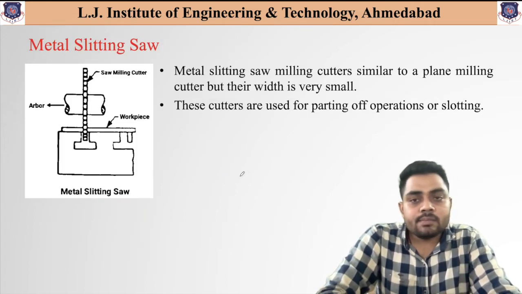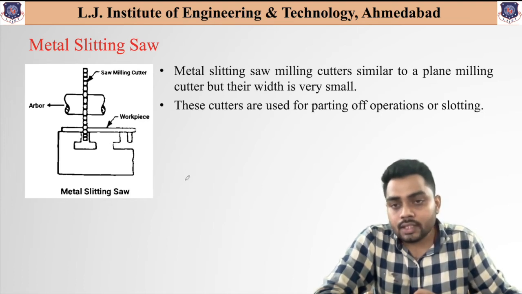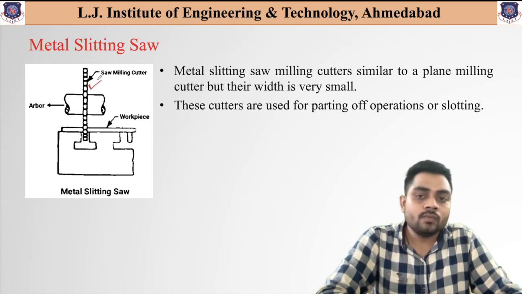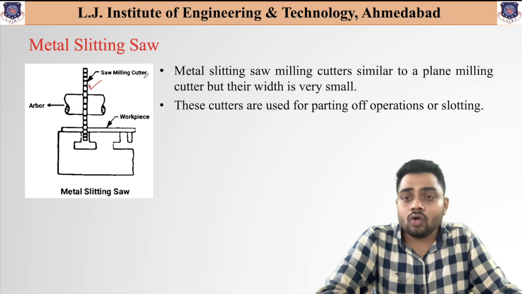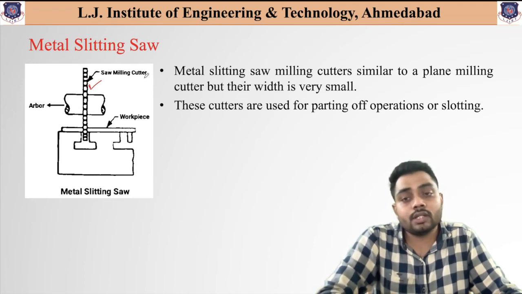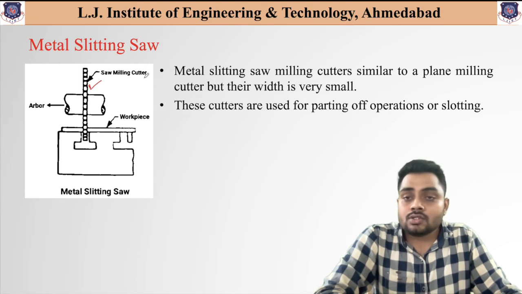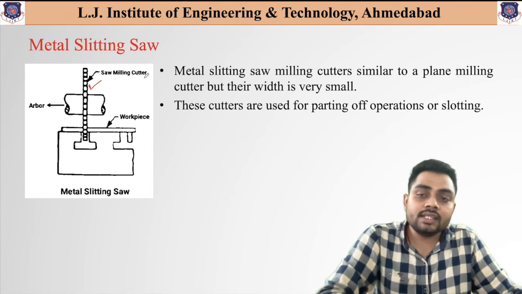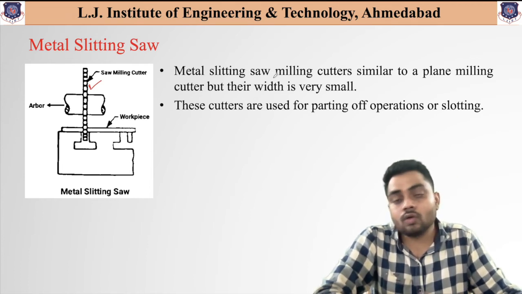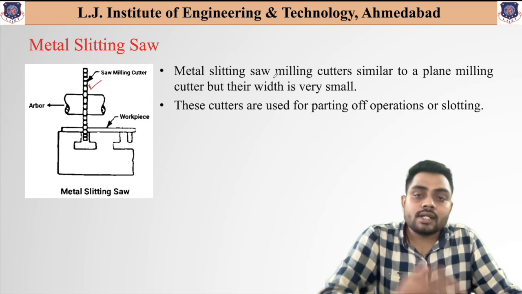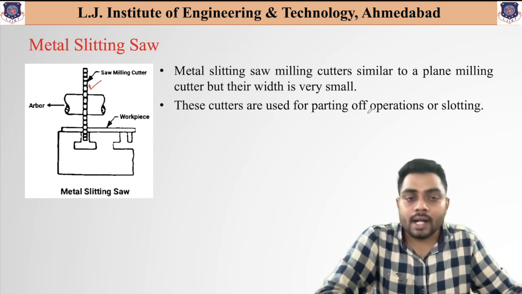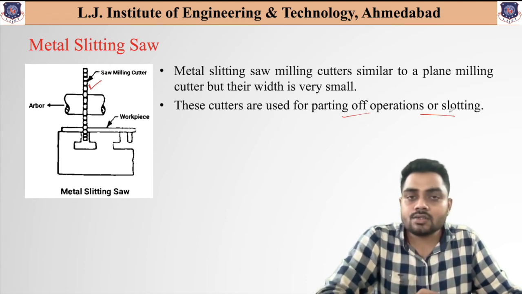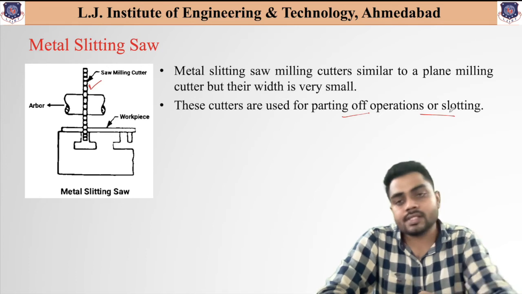Now the next one, that is the metal slitting saw. As you can see over here, it is very thin, or you can say the width of the cutter is very low. So this type of cutter, which has a very low width, can be used to cut slots and for parting off operations on the component. The cutters are similar to the plain milling cutter, but the width of the cutter is very small. That type of cutter is known as the metal slitting saw, and these cutters are used for parting off and slotting operations. So the major usage of the metal slitting saw is for parting off and slotting operations.